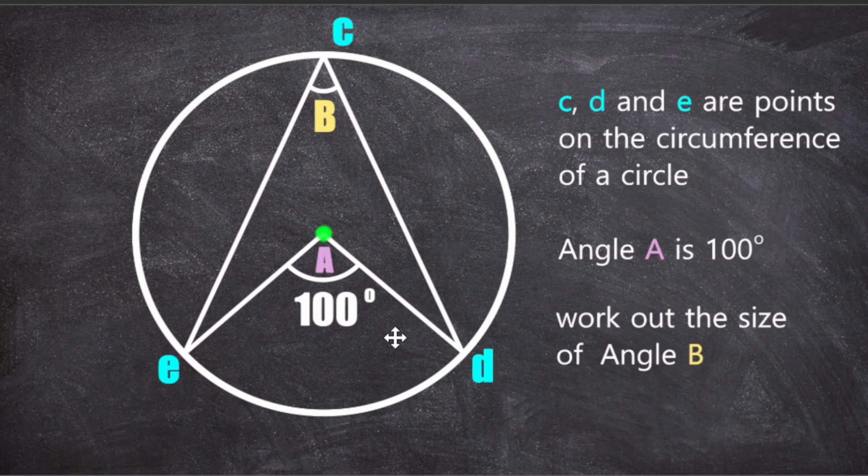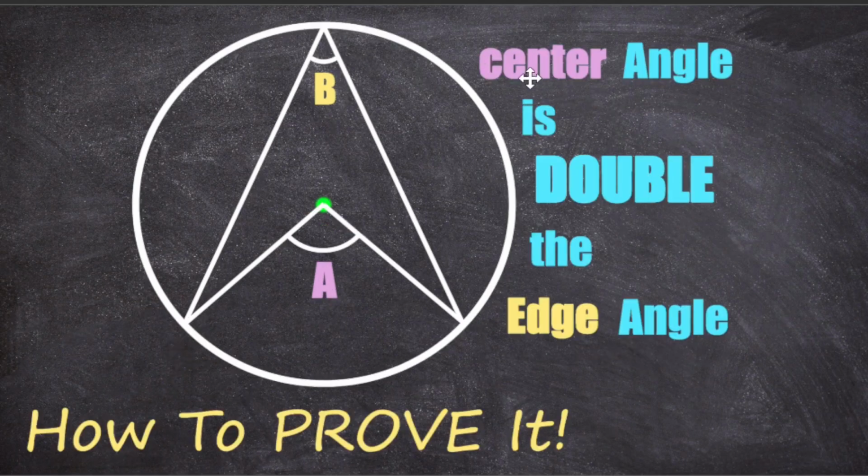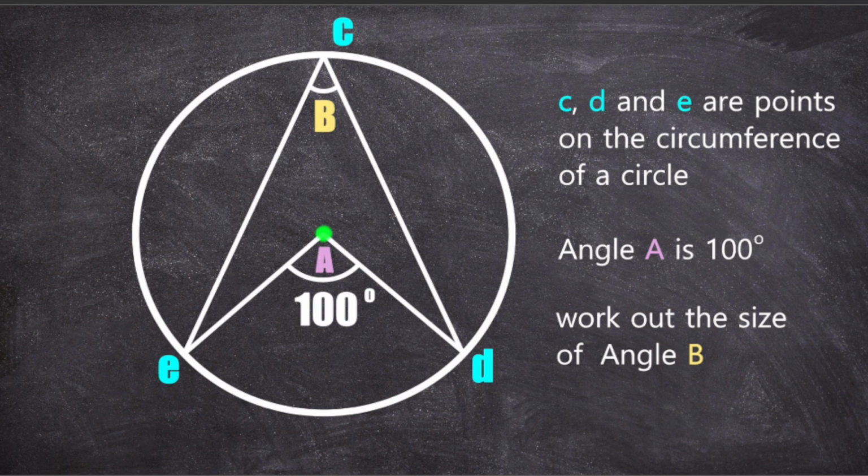If you're familiar with circle theorem rules, you will know that angle B is 50 degrees. It follows this theorem, which says the center angle, which is A, is double the edge angle. So, because A is 100, it's double the edge angle B, which is 50 degrees. But why are we so certain that the center angle is double the edge angle? Well, that's what we're going to be showing in this video.